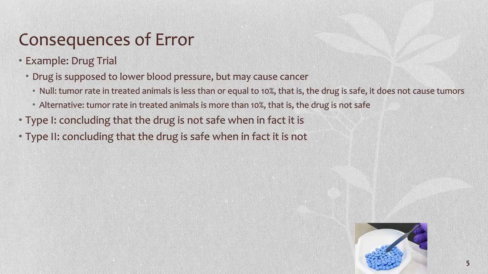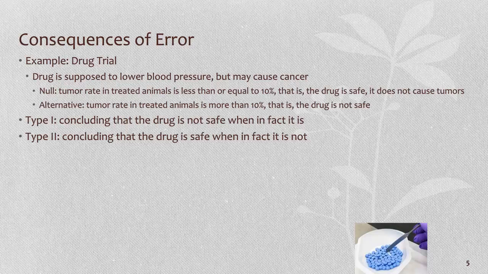So here we would market this drug, we would sell it, we would give it to doctors to start prescribing to people, and it would cause cancer. So this is a bigger problem. In this research scenario, type 2 would take precedence over type 1. So you would have to plan your research study accordingly.